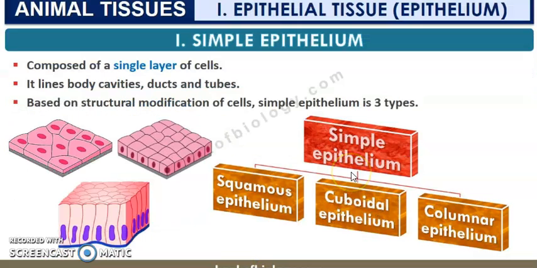You see the general structure of simple epithelium. As I said, it is composed of a single layer of cells, and this type of epithelium is found as a functioning part of body cavities, ducts and tubes. It functions as a lining for body cavities, ducts and tubes. So what is this body cavity?